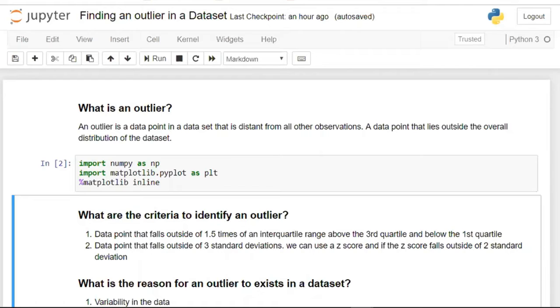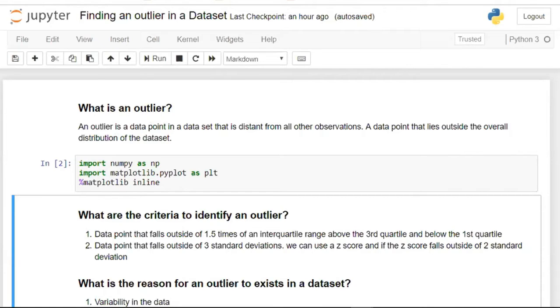So first of all, before I move ahead, make sure you watch this video till the end, because I'm also going to show you some practical implementation of how to detect an outlier in a data set itself. To begin with, what is an outlier? See, an outlier is a data point in a data set that is distant from all the observations. That basically means it does not belong to the observations actually present in the data set. It has distant characteristics, in short.